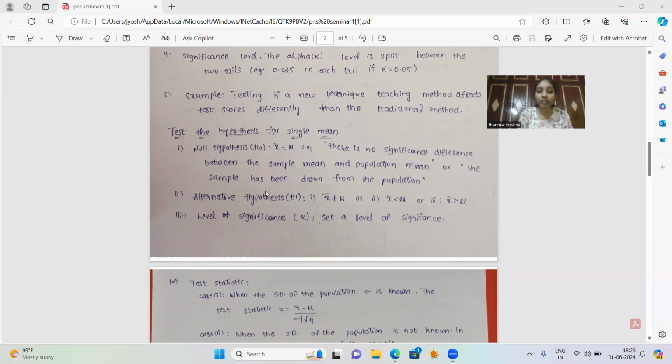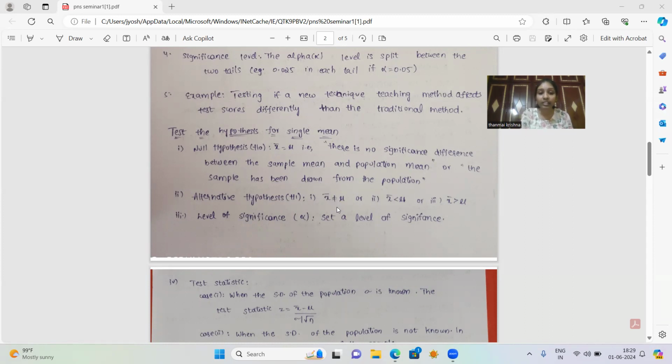First step is the null hypothesis, which we represent by H naught: x bar equal to mu. This means we need to find whether there is no significant difference between the sample mean and population mean, or whether the sample has been drawn from the population. Alternate hypothesis H1: x bar is not equal to mu naught, or x bar is less than mu naught, or x bar is greater than mu naught. We need to find which of these values is set for the alternate hypothesis.